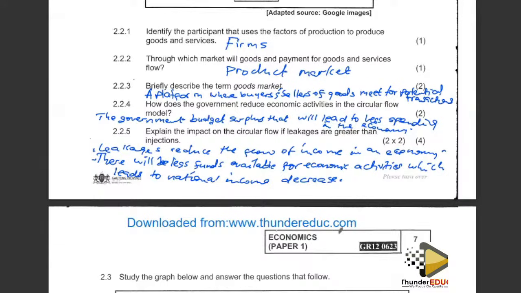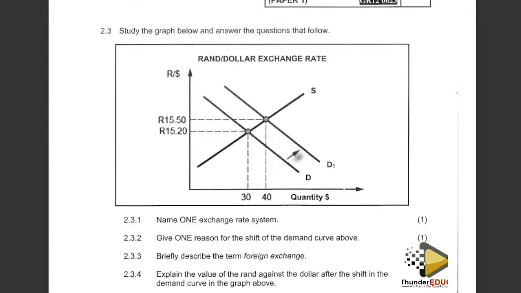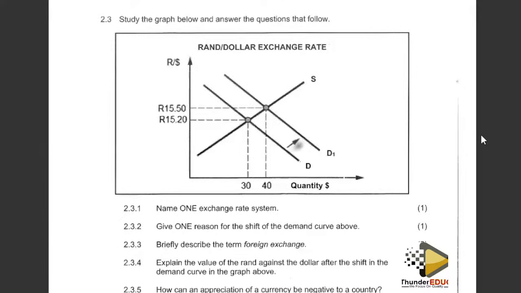Okay, grade 12. So now we are done with 2.2.5. So now let's move on to the next question. And the next question that we are faced with is question 2.3. Oh, so now question 2.3, I love it with all my heart because it addresses the issue of what we call Forex. So study the graph below and answer the questions that follow.